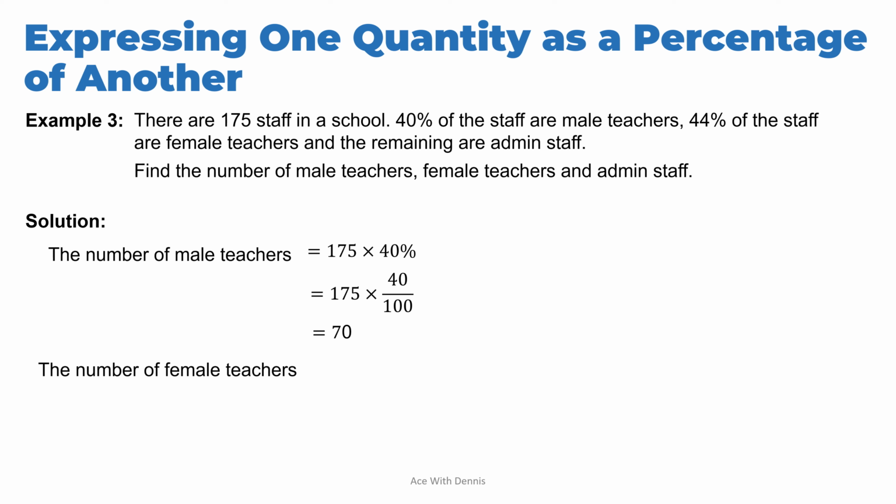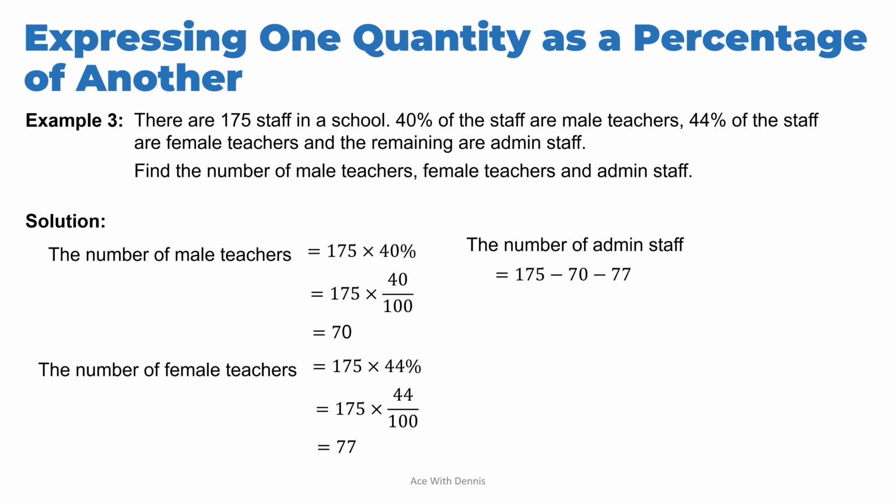So we repeat the same process to find the number of female teachers, which is equal to 175 times 44%, as there are 44% of female teachers. So 44% is 44 over 100, and the answer is 77. The number of admin staff will be, just take the total number of staff minus the number of male teachers and the number of female teachers. For this case it is 175 minus 70 minus 77, and the answer is 28 admin staff.